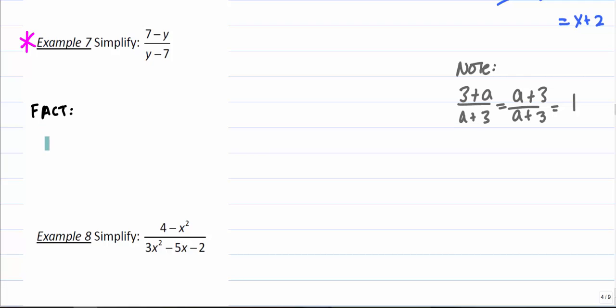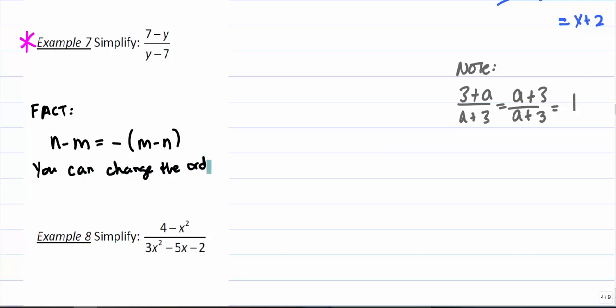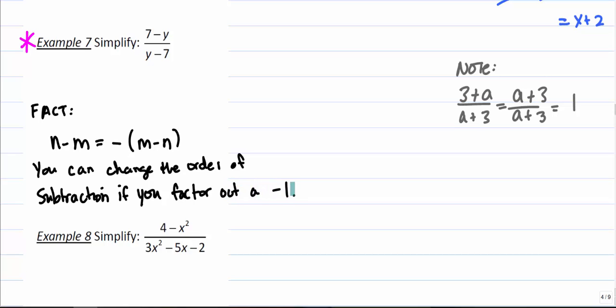that I want to see what letters I want to use. n minus m is the same thing as negative m minus n. So you can change the order of subtraction if you factor out a negative 1.